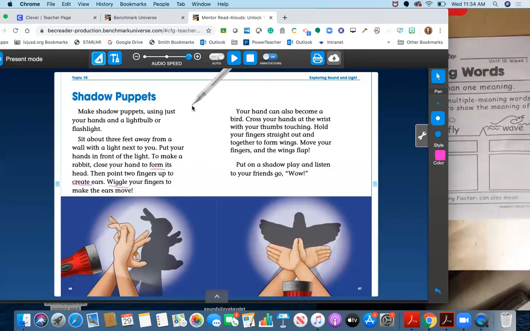Does that mean you need a piece of paper? No, that means you need to close your hand to make the shape of the head of a rabbit. So in this sentence, form means to make into a shape. It's not an important piece of paper. That would not make sense in this sentence.